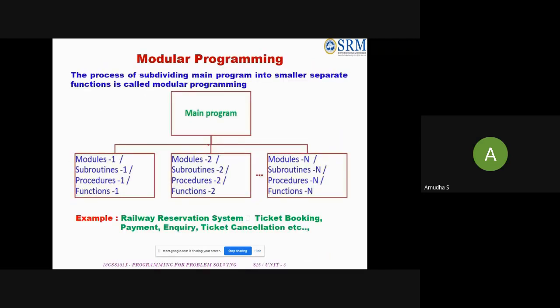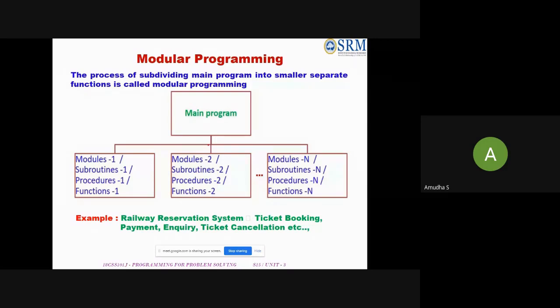In a C program, every C program has one main function, that is your program entry point. All the execution begins from the main program, followed by the subprograms. The process of subdividing a main program into smaller subprograms is called modular programming. So in C programming, we can achieve modularity. The first advantage of C programming is we can achieve the modular programming concept here.